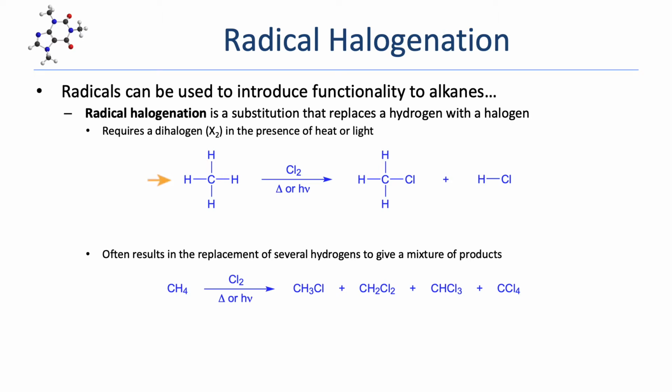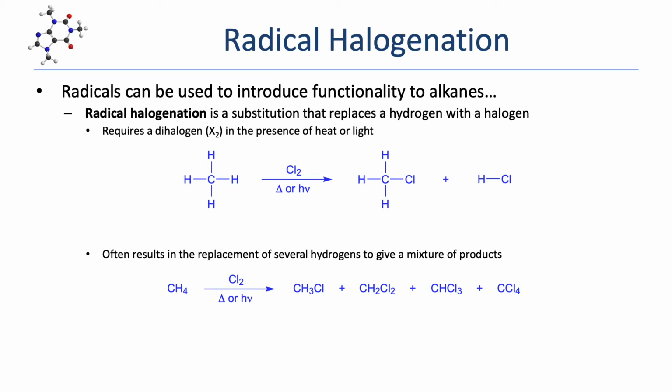So here we show a simple example using methane. The reaction requires a dihalide, Cl2 or Br2, and heat or light to initiate the reaction. And as you can see, it simply replaces one of the hydrogen atoms with a halogen. If we balance the reaction, we can see that HCl is formed as a byproduct.